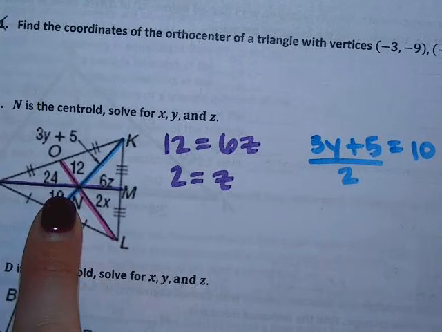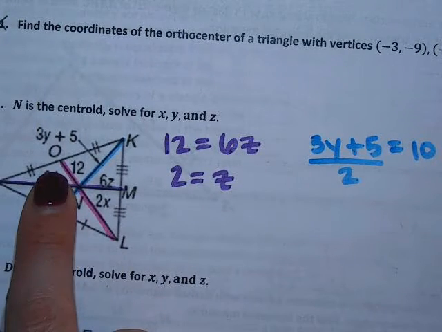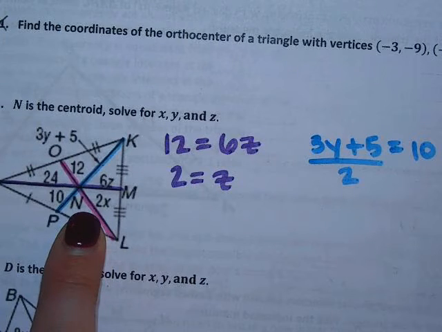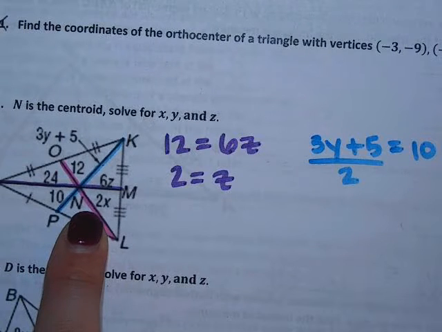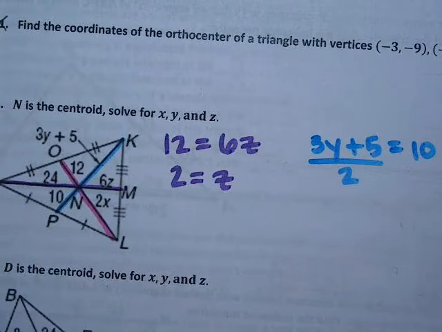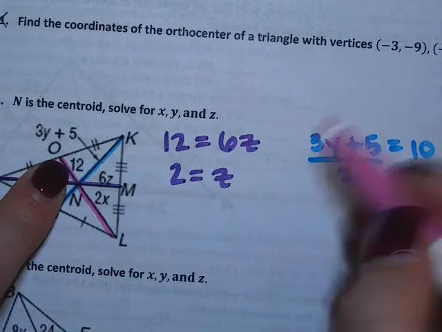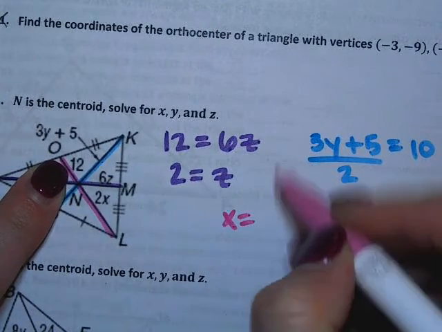Which one is the double side? The 2x. So the 12 is the short side, the 2x is the double side. Oh, no, you're right. You don't have to do anything except multiply 2. So you could double the 12, and you get x equals.